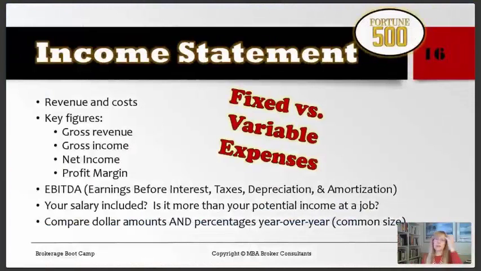So the income statement. Sometimes we refer to it as a profit and loss. It's basically your revenue or income from all your sources, and then your costs or your expenses. And there are two kinds of costs or expenses. We have fixed and we have variable.